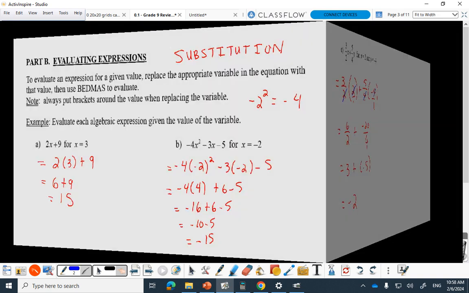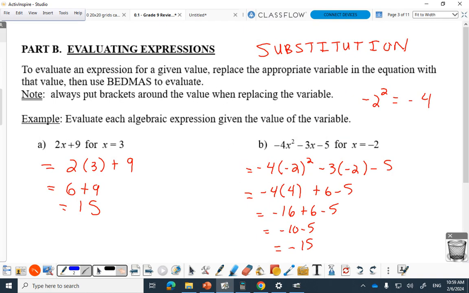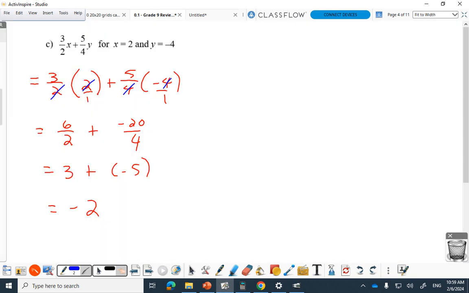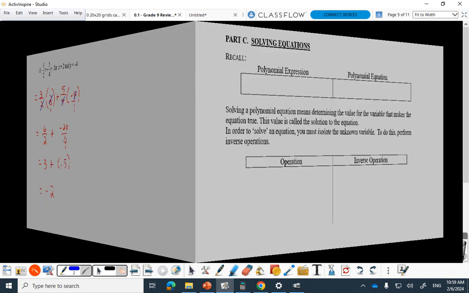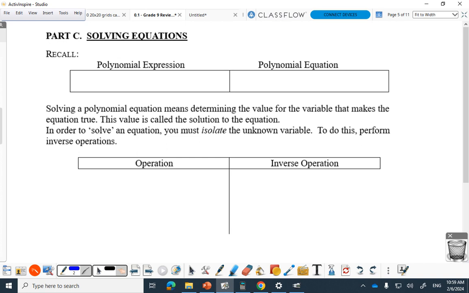Whoa, that was fun. I didn't know that I could do that. Questions? Where did I click to make that happen? Down here? Oh, part C solving equations.